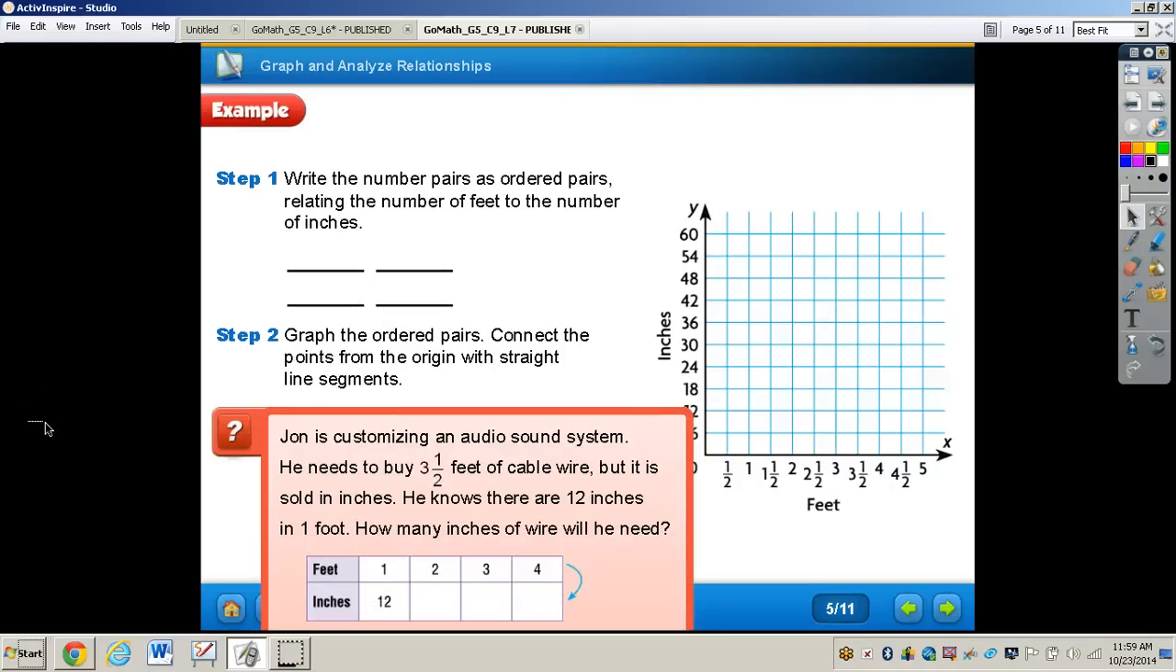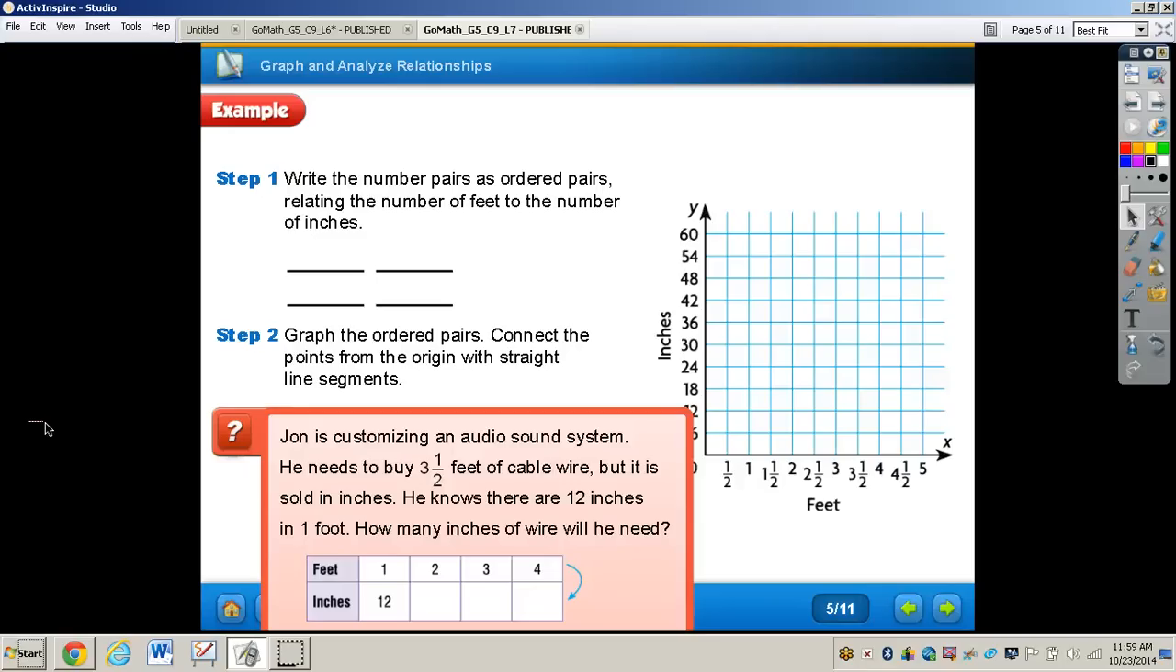Let's take a look at this next problem. I have it down at the bottom of my screen. It says John is customizing an audio sound system. He needs to buy 3.5 feet of cable wire, but it is sold in inches. He knows there are 12 inches in 1 foot. How many inches of wire will he need?